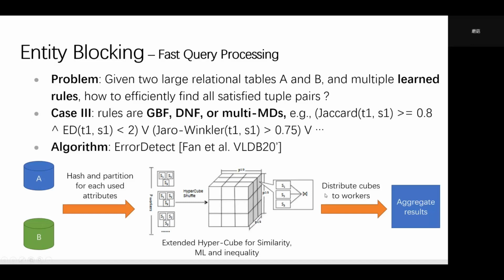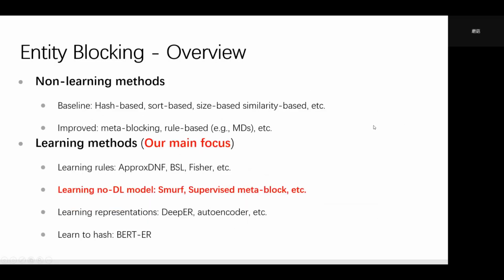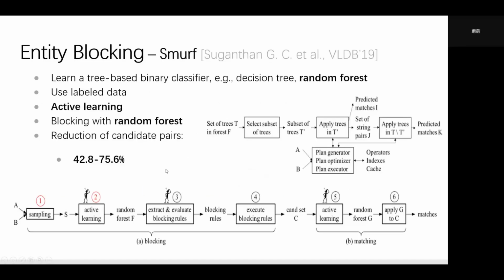Okay, and now we discussed the non-deep learning model. We use the Smurf as the example. The Smurf is to learn a tree-based binary classifier such as decision tree and random forest. And the objective is to find all tuple pairs that satisfy the random forest.